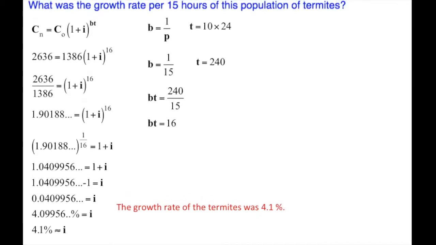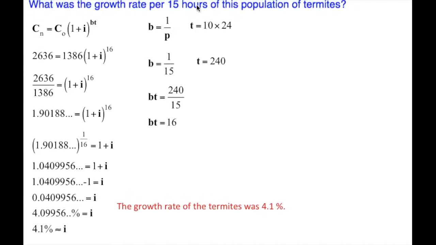The other thing I want to point out with the bt, here we dealt with everything in hours, but we could have dealt with everything in days. 15 hours would be 15/24ths of a day. Each hour is 1/24th of a day. We can say the period was 15/24ths of a day. If we reduce that, divide the top and bottom by 3, that gives us 5/8 of a day.